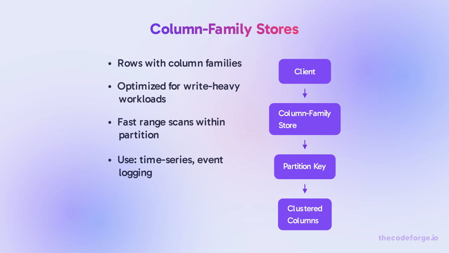Column family stores like Cassandra store data in rows, but group columns into families. They're optimized for write-heavy workloads and wide column schemas. Data is partitioned by row key and sorted within a partition by clustering columns, making range scans fast.